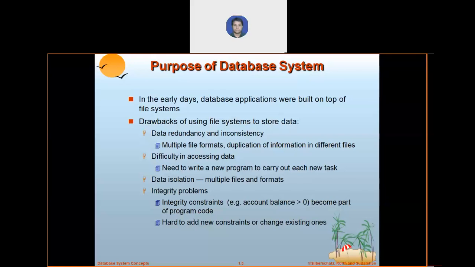Inconsistency means suppose our data is stored at three different places, and some change or update occurs. We have done the update at two places correctly, but at the third location we forgot, or for some reason we were not able to make the change. So your data will become inconsistent.